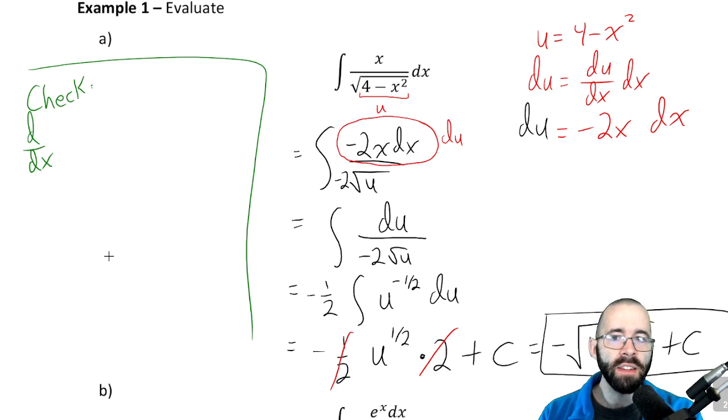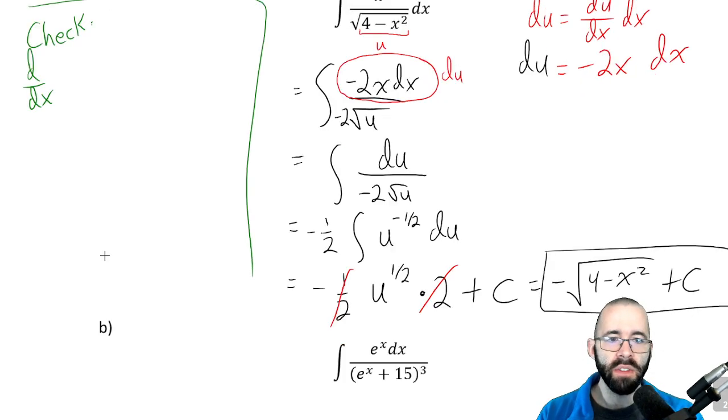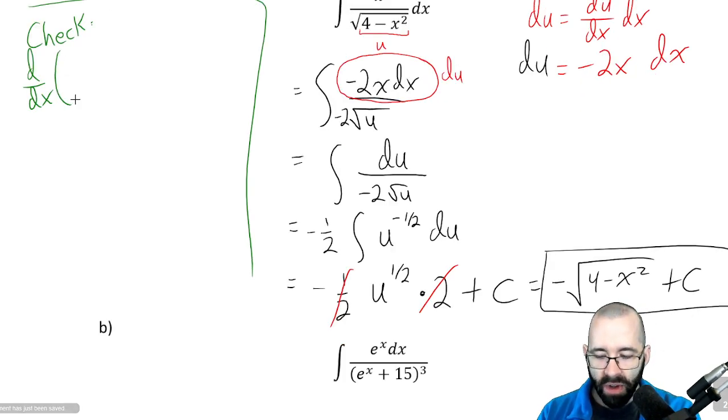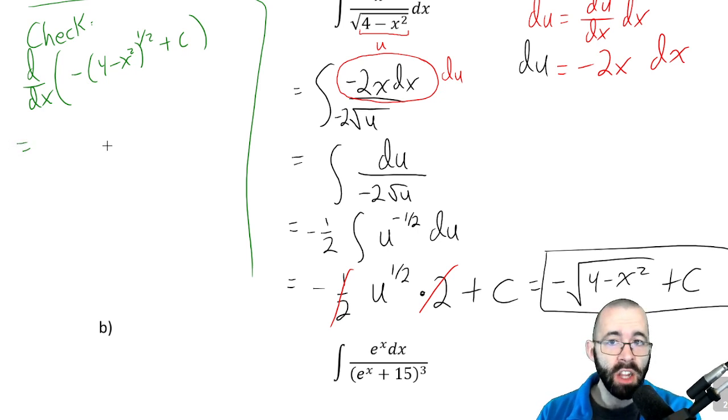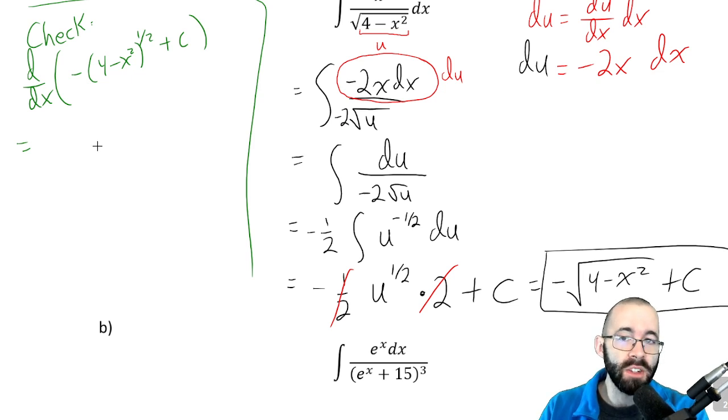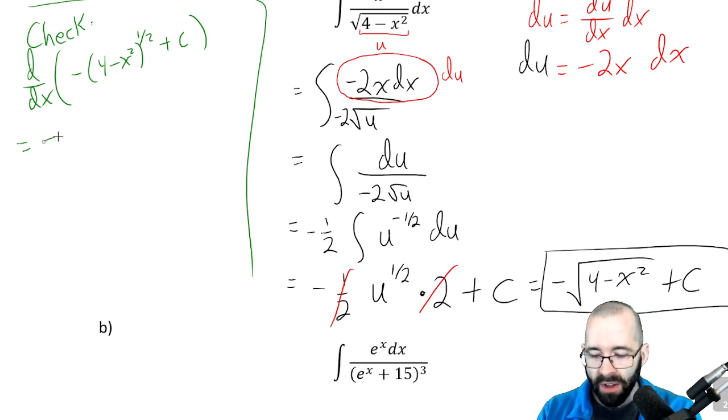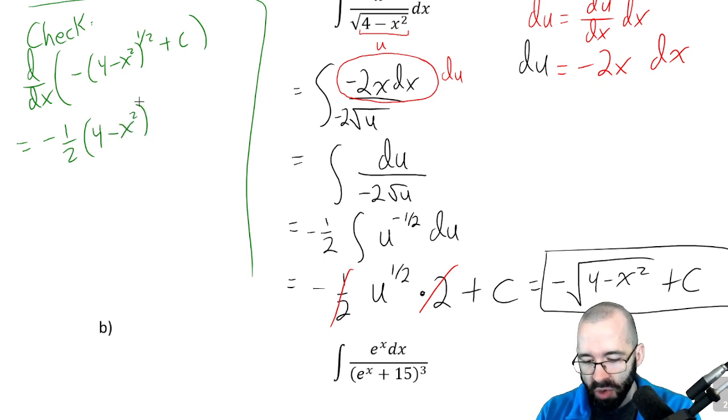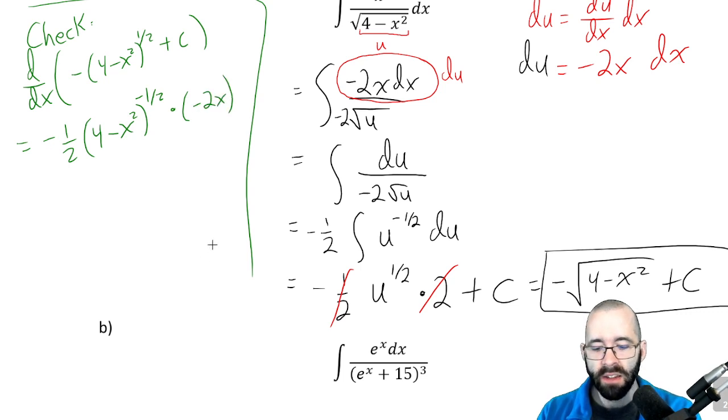How can we undo an antiderivative? Let's take the derivative. If we take the derivative of our answer, which is 4 minus x squared to the 1/2 plus c, we're going to need the chain rule. We're going to usually need the chain rule if we're checking a substitution problem. Bring down the exponent. Inside stays the same. Subtract an exponent. Multiply by the derivative of the inside. Some good chain rule practice.